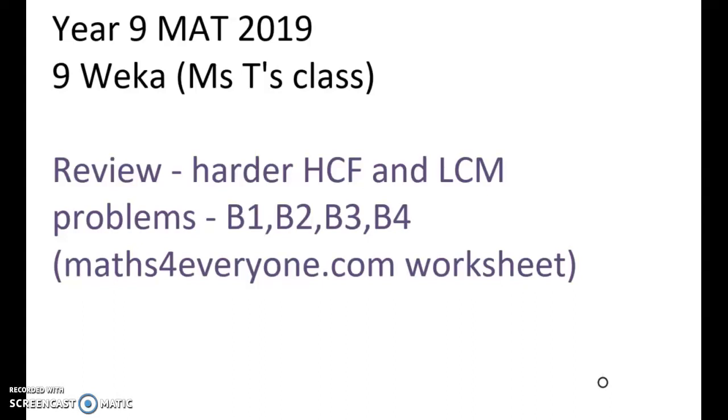Kia ora Year 9. This is the second video from the harder HCF and LCM worksheet, and this time I'm going to do row 2, which is questions B1 to B4. In all of these we start using the Venn diagram method to find the highest common factor and the lowest common multiple. There are other ways to do this, and some of you might prefer to do it by hand, but I find the Venn diagram method pretty good.